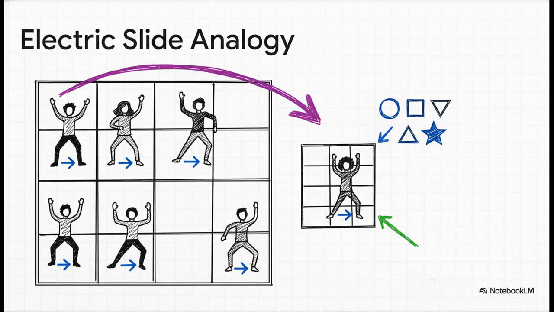In the electric slide, all the dancers, those are our shapes, are on the dance floor, which is our grid. They all follow the exact same steps, slide to the left, slide to the right, and those are the rules of translation. Everybody moves across the floor together, but nobody suddenly starts doing a cartwheel or facing the back wall. They change their position, yeah, but not their orientation.